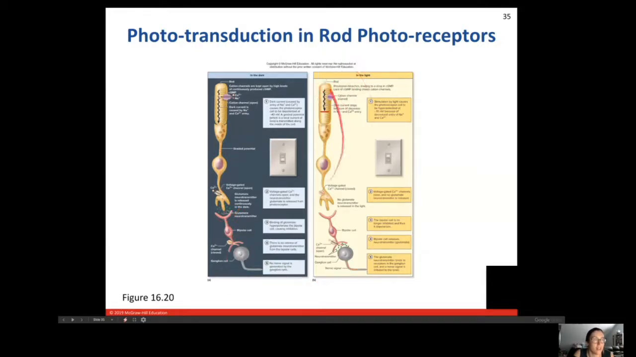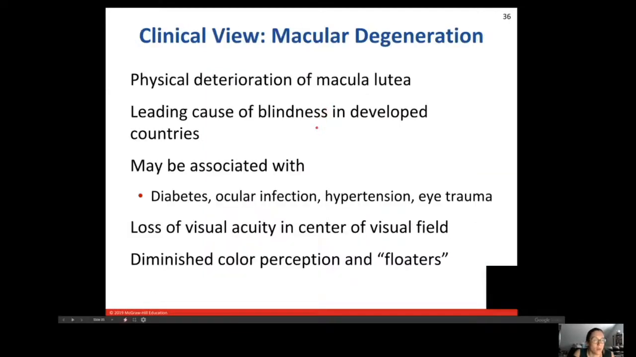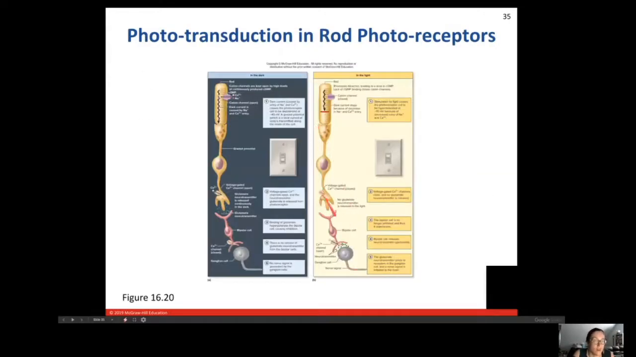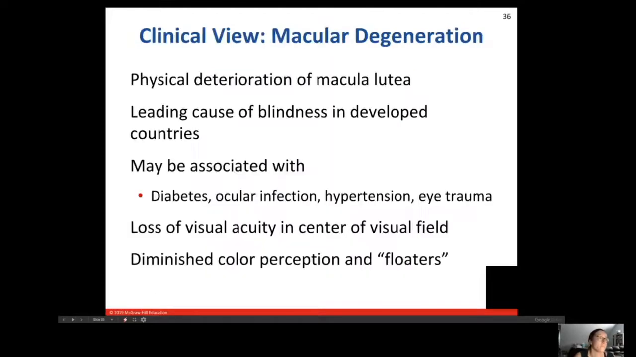Whereas in the light, the rods are hyperpolarized. There is no inhibitory glutamate, which lets the bipolar cell excite the ganglion cell. And that's going to send information through the axons of that ganglion cell. And remember, all those ganglion cell axons are going to go out, exiting the eye as the optic nerve, right? Cranial nerve 2, because you have 2 eyes.